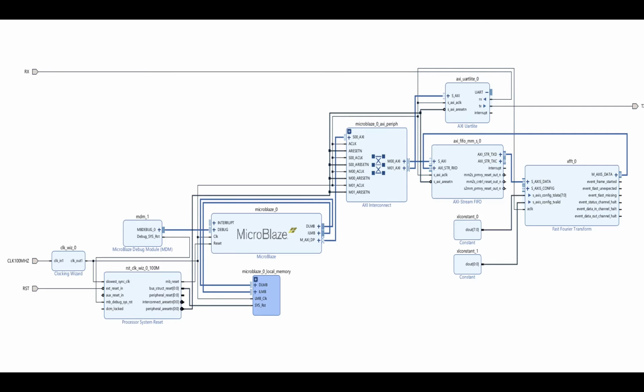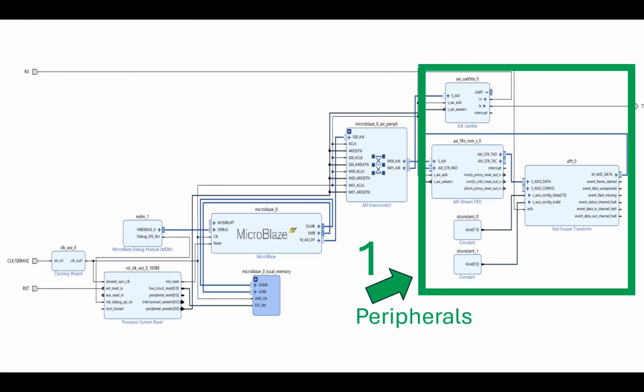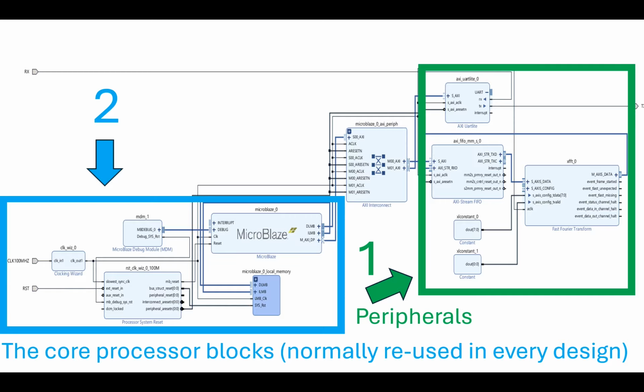This is the complete block diagram of our design. As with any MicroBlaze-based system, it consists of 2 main sections. The first is the set of peripheral blocks specific to this design. These include the FFT, UART, FIFO, and constant blocks. The second is the set of core processor blocks, including the MicroBlaze, the clocking wizard, the processor system reset, the debug module, and local memory, which are all standard in every MicroBlaze design and are configured the same way each time. The AXI interconnect serves as the bridge between the 2 sections, routing communication from the processor to each peripheral.